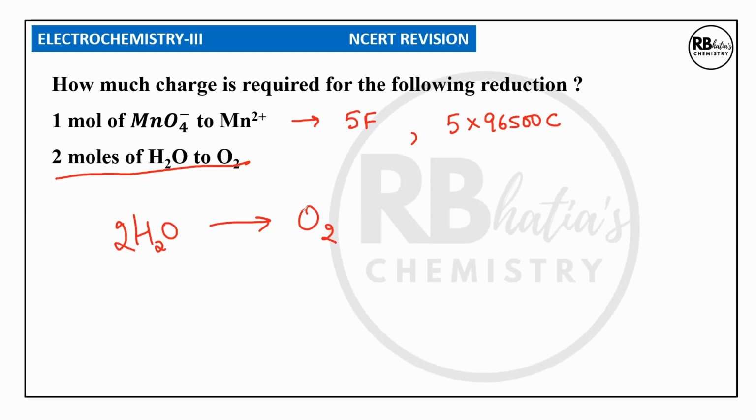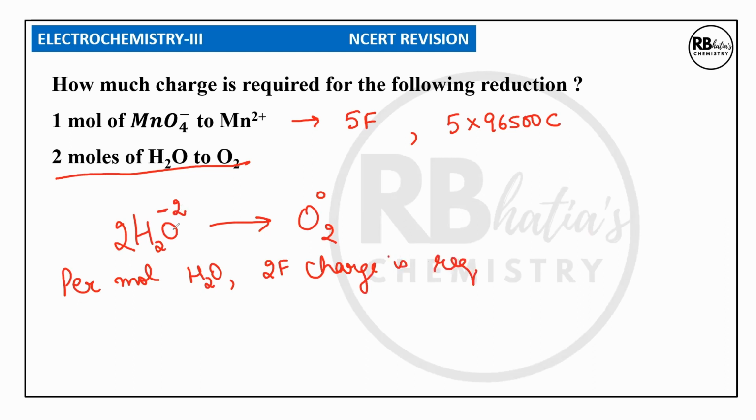So 2 moles of water to oxygen. This is minus 2, this is 0, per mole of water. How many electrons are needed? Per mole of water, 2 Faraday charge is required.